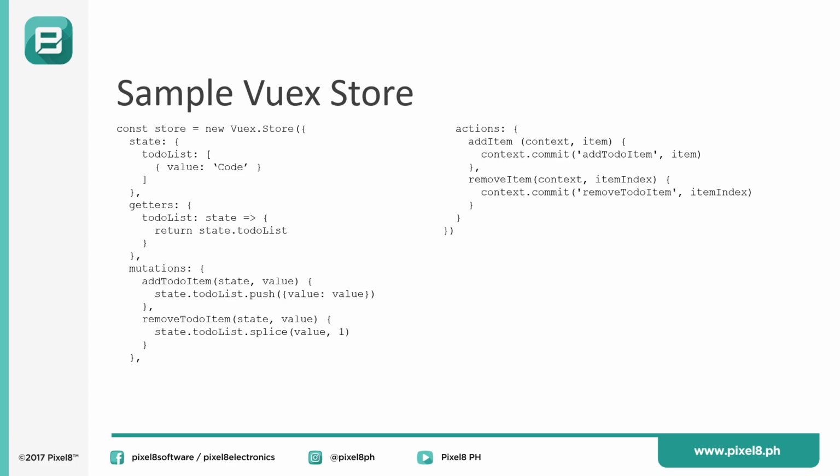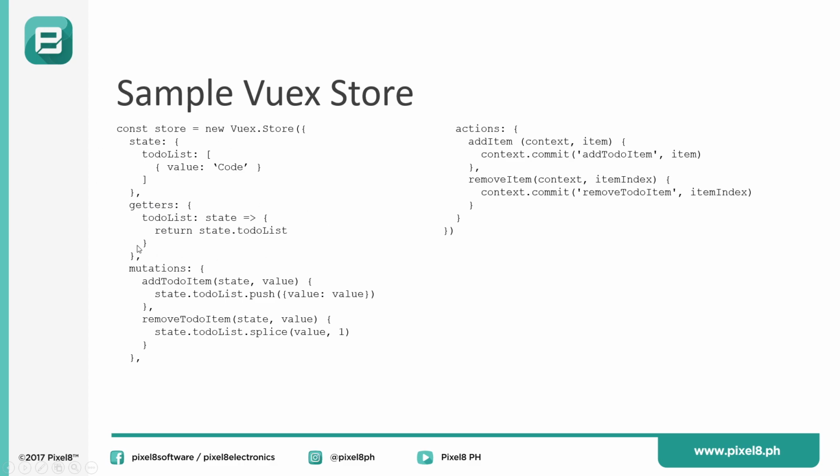So here we have a sample Vuex store. As you can see, we have state right here, which contains a to-do list array. As mentioned earlier, state behaves similarly to a data function. As you can see, they are completely the same.